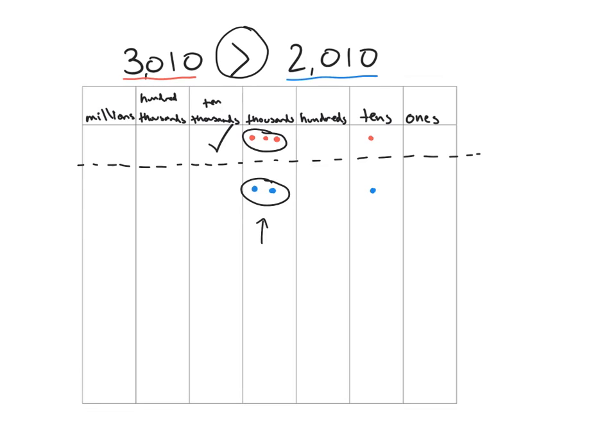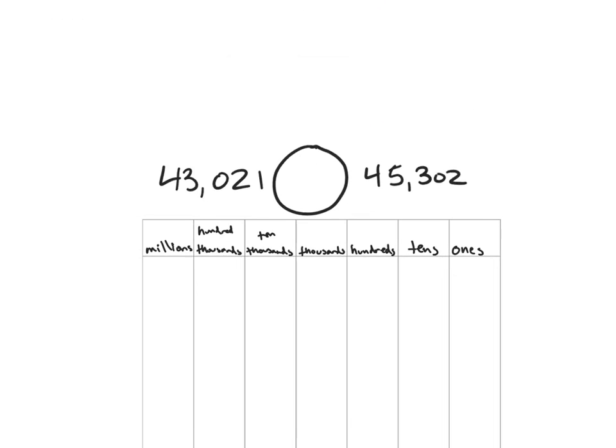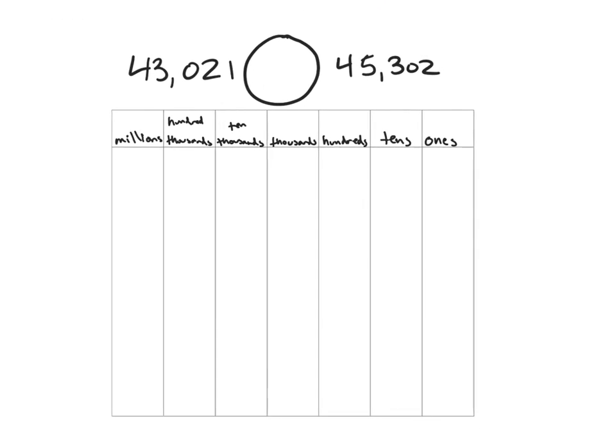So this is using our place value understanding, recognizing that thousands are bigger than tens. So in this case, the number of tens actually doesn't matter in the number. 2010 and 3010 both have the same amount, but since 3000 is bigger than 2000, we know that 3010 is larger than 2010. So let's continue by looking at a different example.